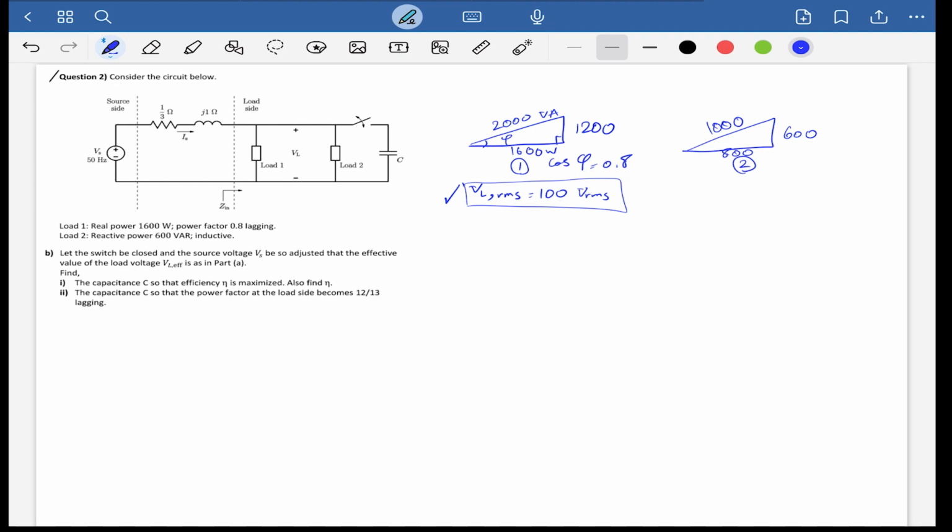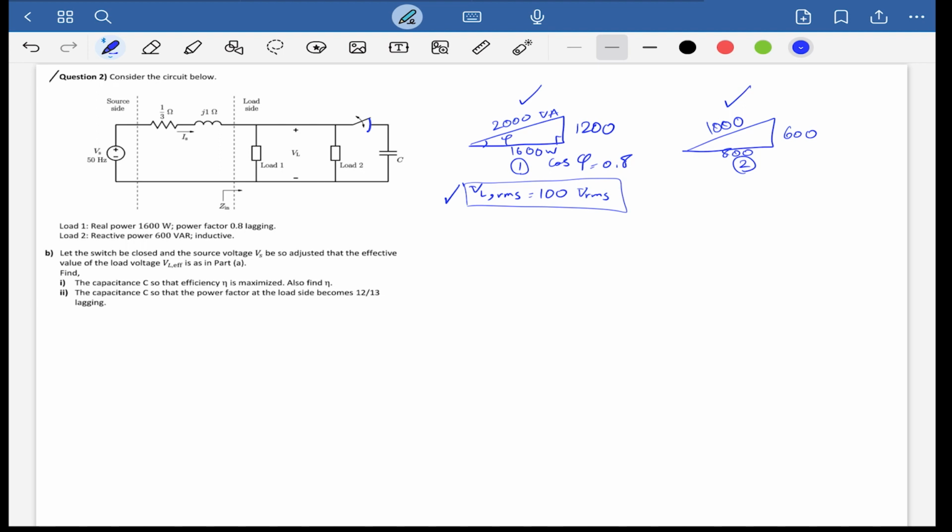Well, we know the information that we got from part A, these power triangles for load 1 and load 2. Now, whenever we're closing this switch, the capacitor will be included in our circuit.